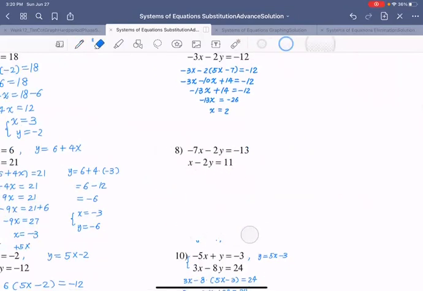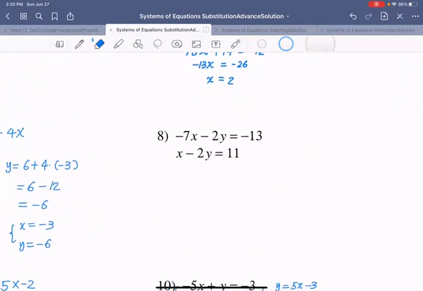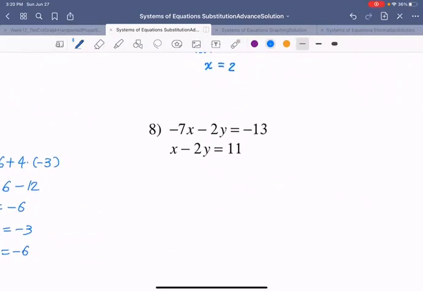Ethan. Let's do number 8. So x would be equal to 11 plus 2y. Okay, very good. So substituting, it would be negative 7 times (11 plus 2y).